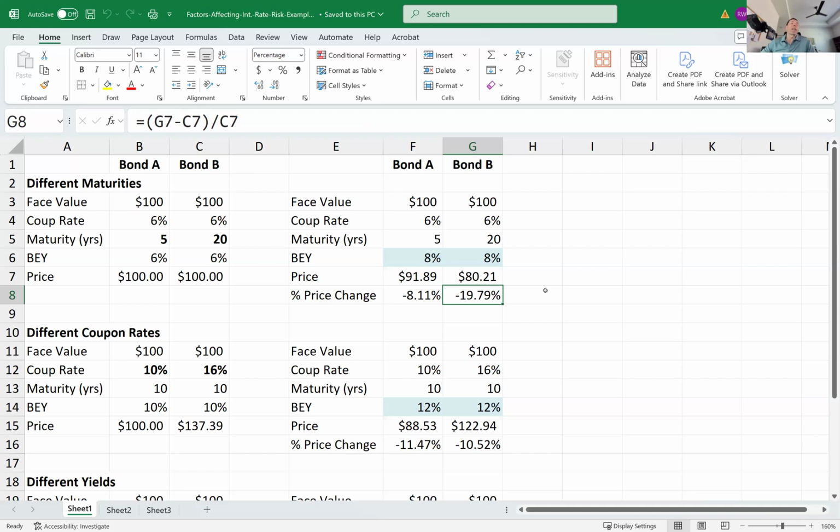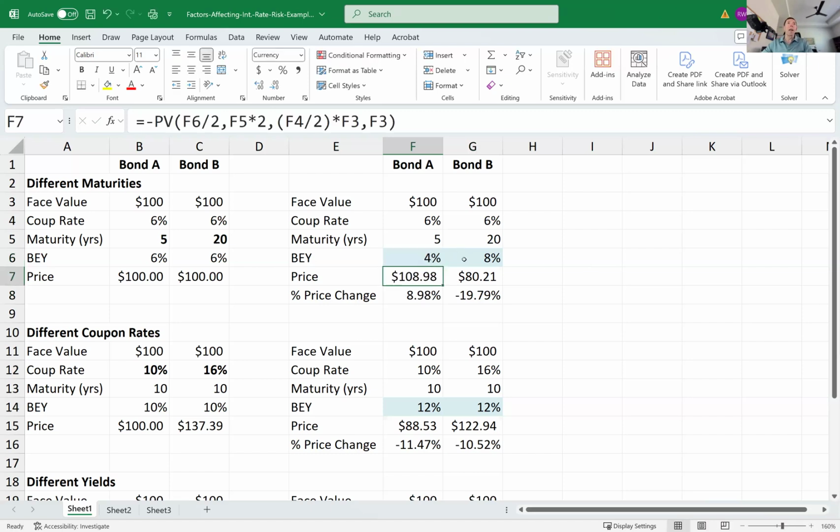Well, let's see if the same thing happens if interest rates go down. If interest rates go down, both bonds will go up in value. Will bond B also go up by more? I think it will. Let's take interest rates going down to 4% here, and interest rates going down to 4% here. And in fact, that's what we find. Both bonds, the price goes up. Bond A goes up from 100 to 108.98, a rise of 8.98%.